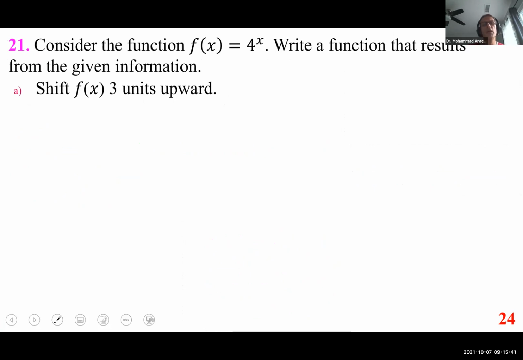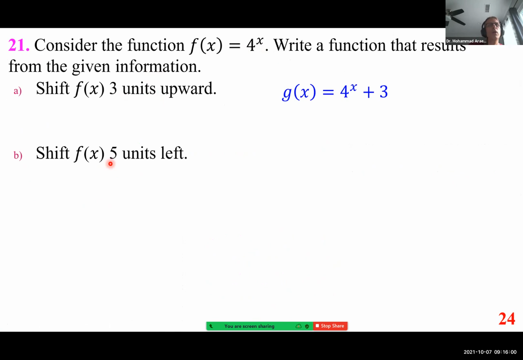We are given the function f of x equals 4 to the power of x. We want to write a function that results from the given information. So we have this one, and we want to move it 3 units up, so add 3. We want to move it 5 units left, so x changes to x plus 5.